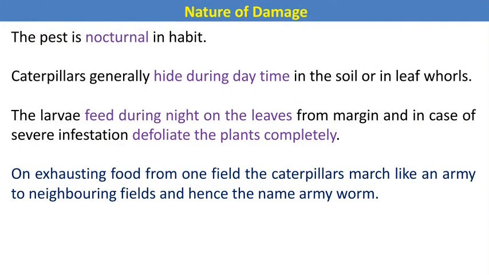Then how is this pest actually damaging? The armyworm is a lepidopteran pest, so it has a larval stage, which is the damaging stage. The larva of this pest is nocturnal in habit. So in the daytime the caterpillar generally hides in the soil or in the leaf holes. Then in the evening the larva feeds during the night on the leaves from the margin, and in case of severe infestation defoliates the plants completely. Then on exhausting the food in one field, the caterpillars march like an army to neighboring fields, hence the name armyworm.